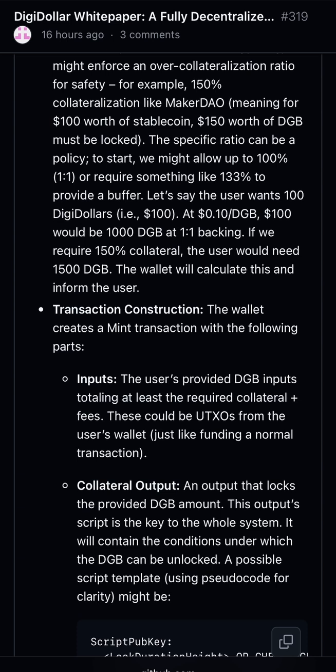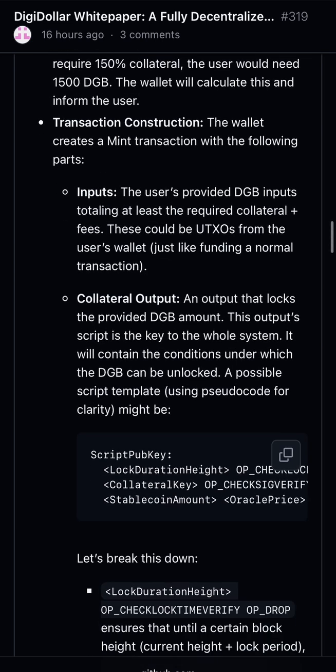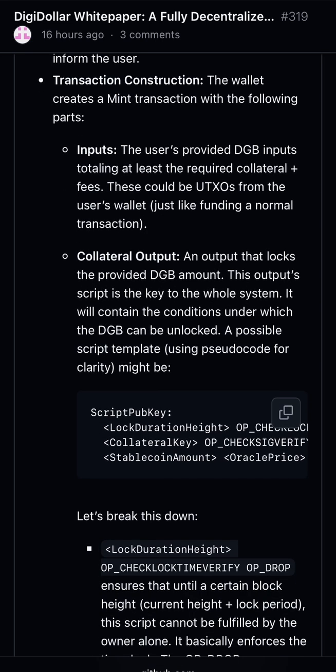Let's say the user wants 100 DigiDollars, i.e., $100. At 10 cents per DigiByte, $100 would be 1,000 DigiByte, at 1-on-1 backing. If we require 150% collateral, the user would need 1,500 DigiByte. The wallet will calculate this and inform the user. Transaction construction: the wallet creates a mint transaction with the following parts. Inputs: the user's provided DigiByte inputs, totaling at least the required collateral plus fees.